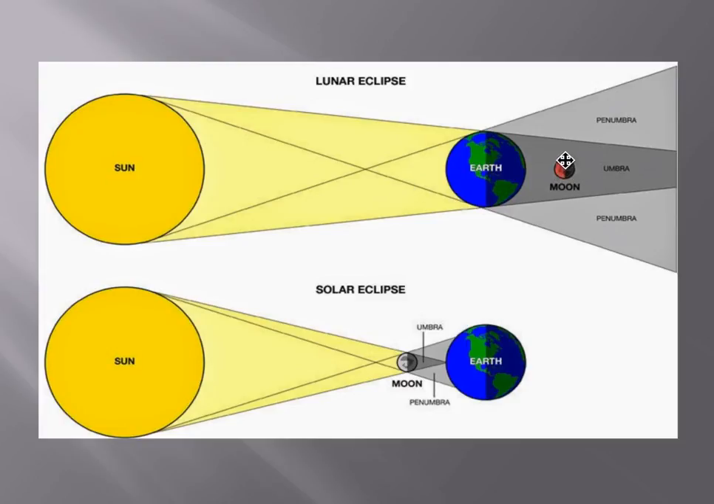So the moon doesn't actually produce light. It's reflecting the light of the sun. But if no light from the sun can get to the moon, it will appear black. So a solar eclipse is where the moon covers the sun, and a lunar eclipse is where the Earth covers the rays of the sun from getting to the moon.